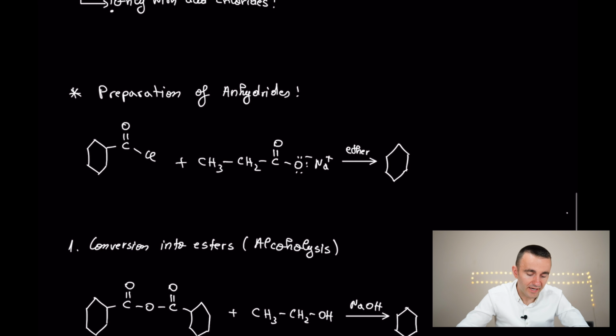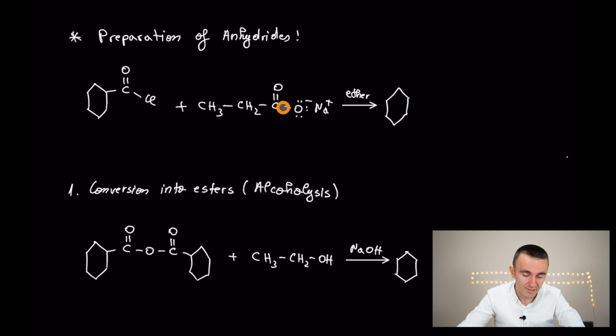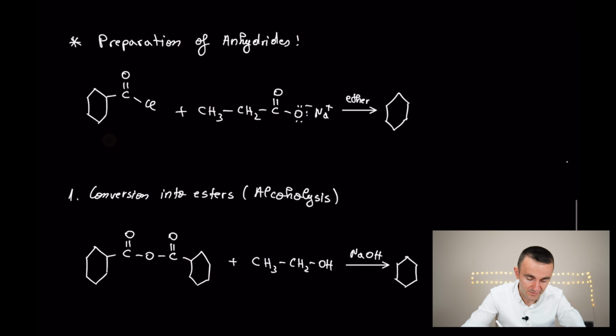Now, preparation of anhydrides. You can prepare that with a salt from the carboxylic acid and acid halide in the presence of ether, so it's going to form anhydride.